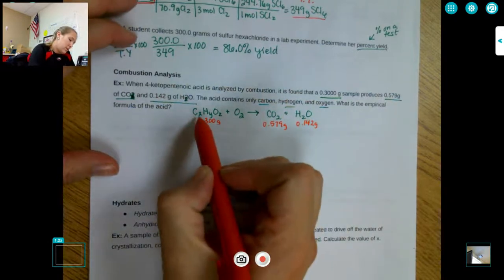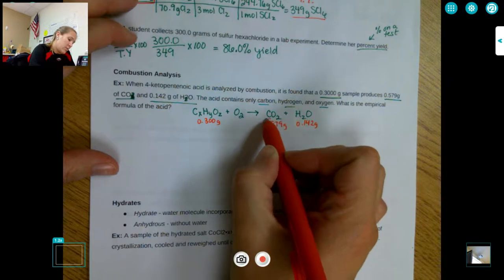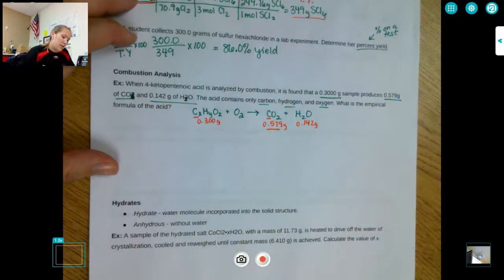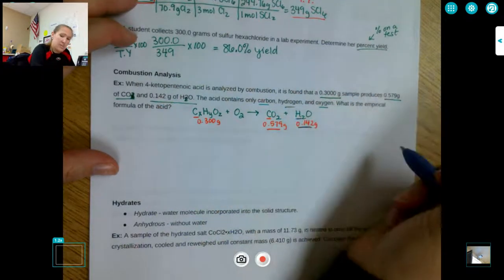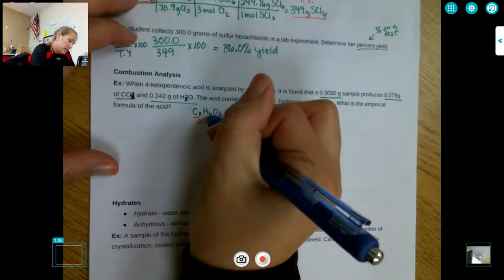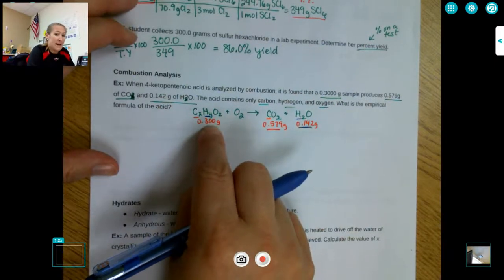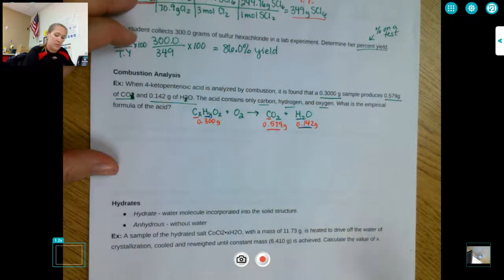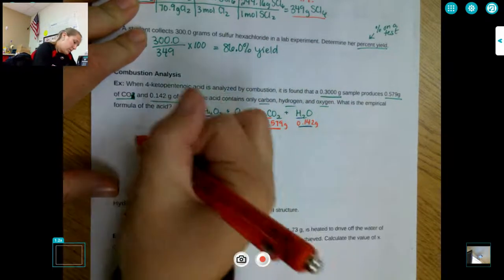So if I figure out how many moles of carbon came out of this, those moles came from my carbon here. And if I figure out how many moles of hydrogen came out of the hydrogen I made, those can only have come from here. And then with a little subtraction of mass, I can figure out how much mass was made by my oxygen, and then I can figure out my formula. So let's do our carbon first.